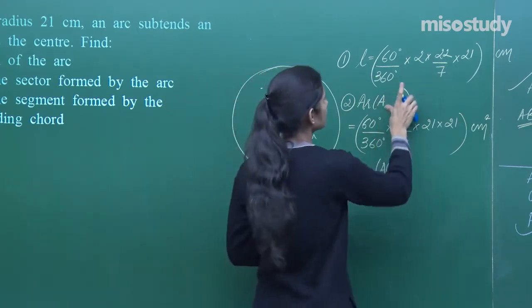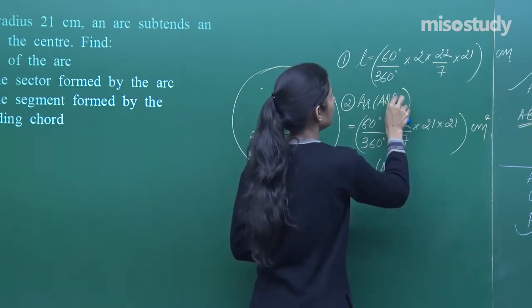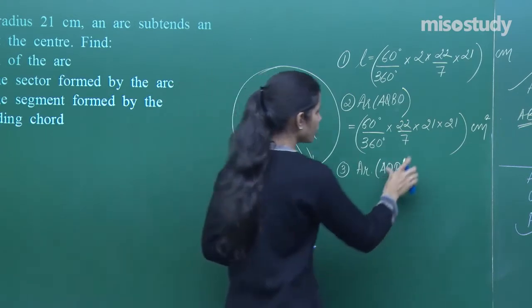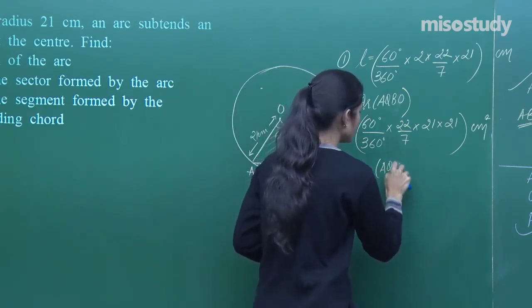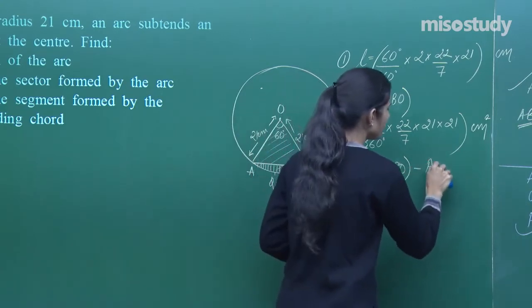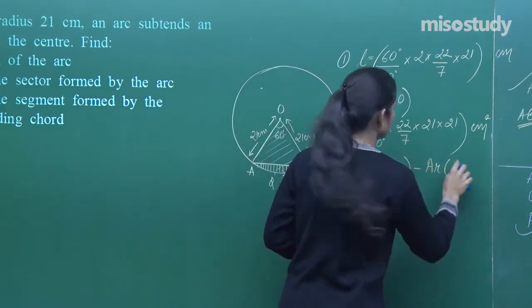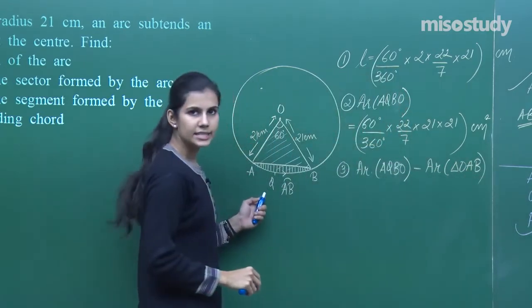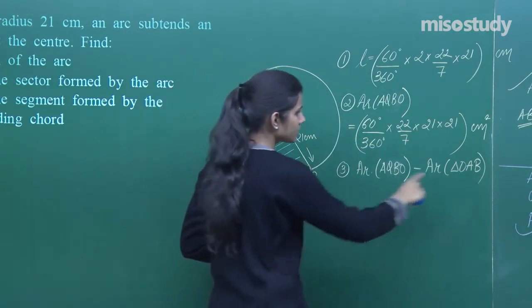AQBO I should write. AQBO, this is the sector, AQBO, here also AQBO. From the area of this sector I remove the area of the triangle OAB and I get the area of the segment. Is it clear? This is the third part.